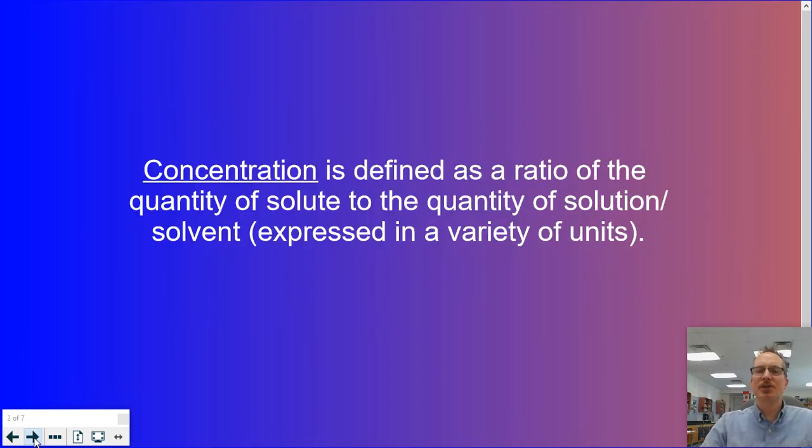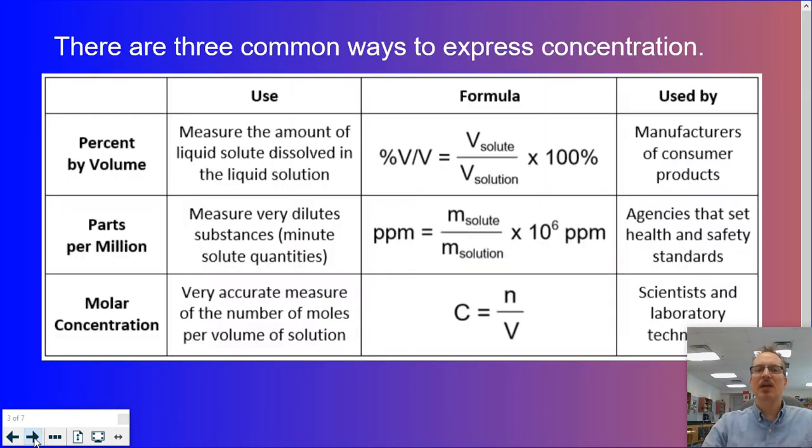Reminder that concentration is defined as the ratio of the quantity of solute to the quantity of solution or solvent, and we're using a variety of units. Yesterday, when we did percent by volume, our unit for concentration was percent. Yesterday as well, when we did parts per million, our unit was ppm. Today, when we're looking at molar concentration, our units are going to be moles per liter.